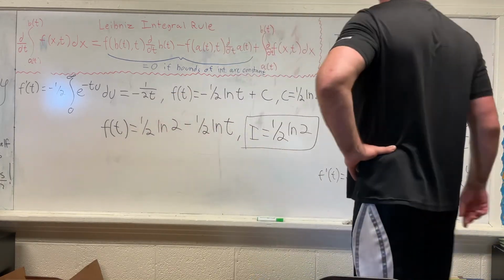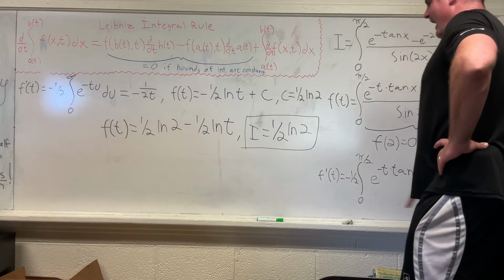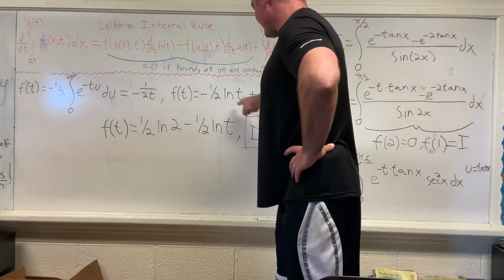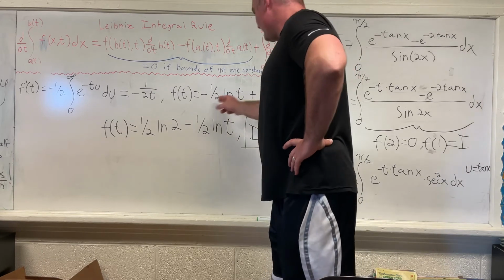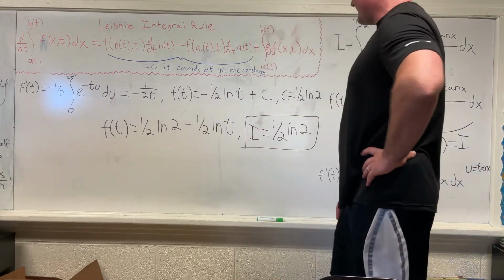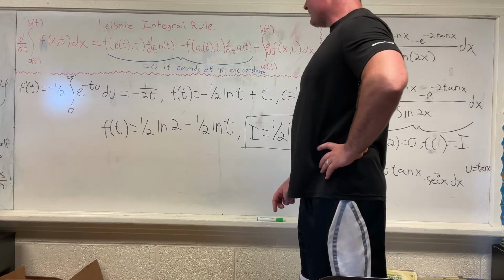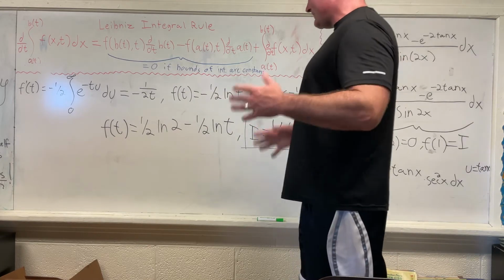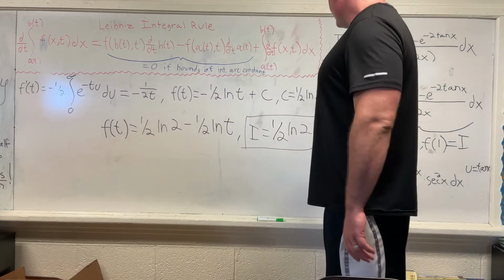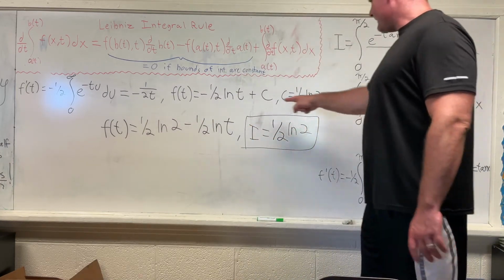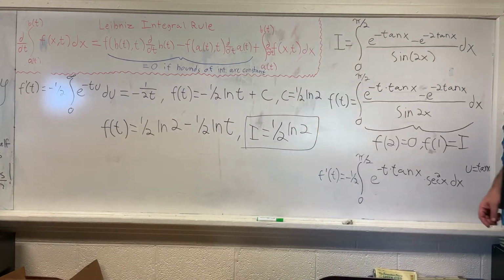And then if we plug in 1 to find I, this will just cancel out because you'll be left with a natural log of 1 there. So this whole term right there would cancel out, leaving us with f of 1, which is equal to I, is equal to 1/2 natural log of 2, and that's written right there, and that's the answer.